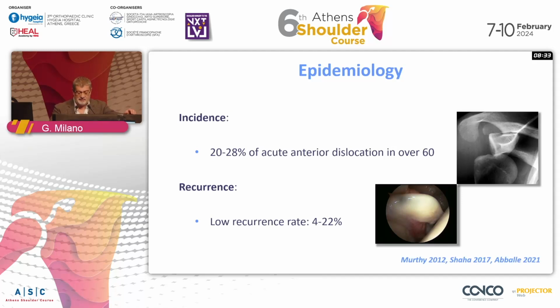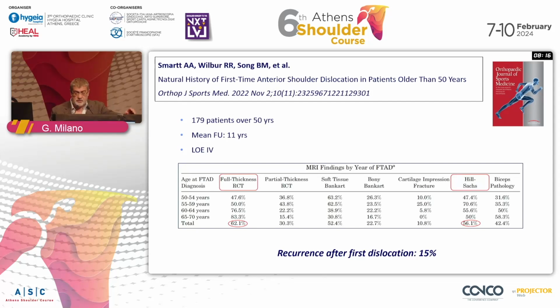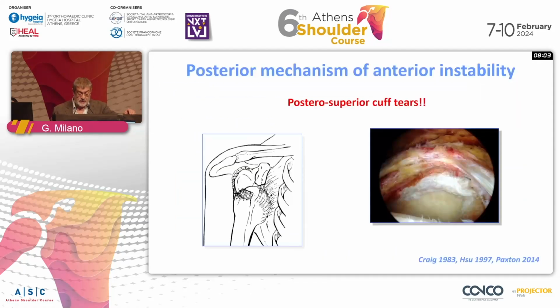Incidence of instability in elderly patients is 20 to 28% of all acute dislocations. And recurrence is quite lower than in other age groups. And this data was recently confirmed in a study on 179 patients that reported a recurrence in 15% of the cases.